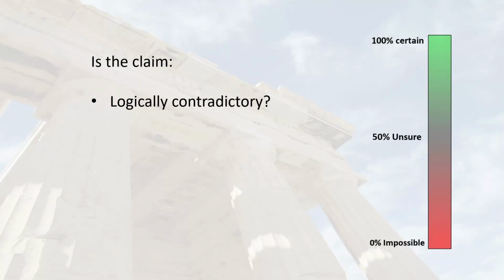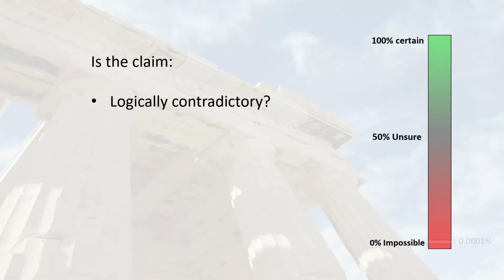So number one, is it logically contradictory? For example, I exist and don't exist at the same time. This is not possible according to logic, but unfortunately this is based on an axiom and based on the presumption that logic is valid. So it can't be 0%, like we're not 100% certain that it's impossible. We're at almost 0.0001%, which basically means it's almost certainly not true.